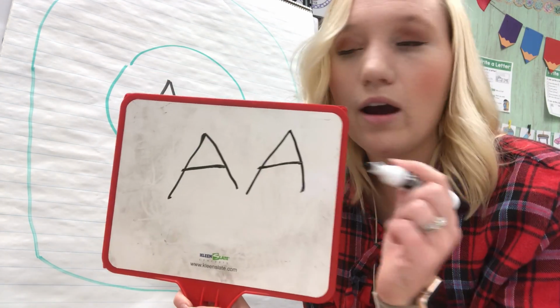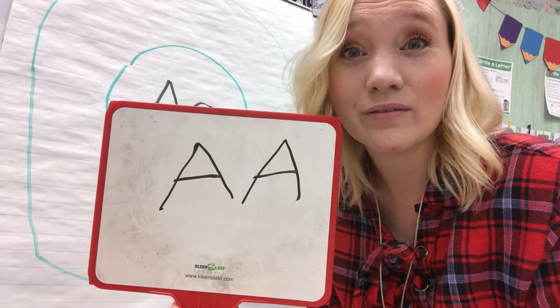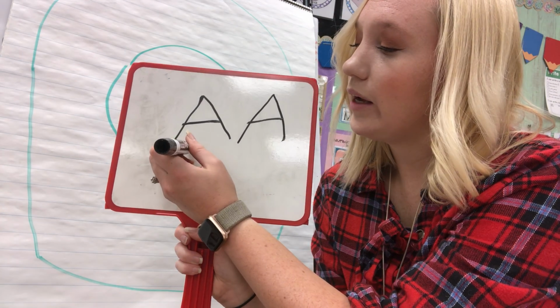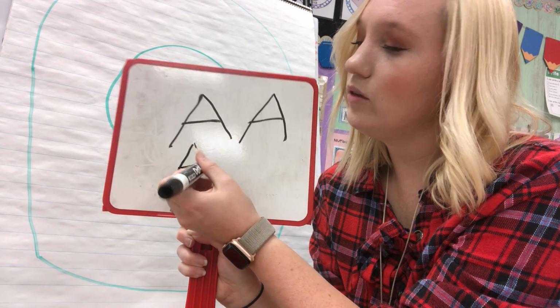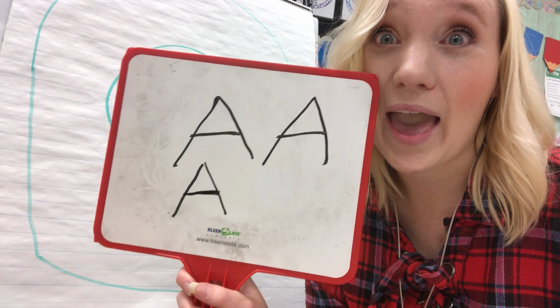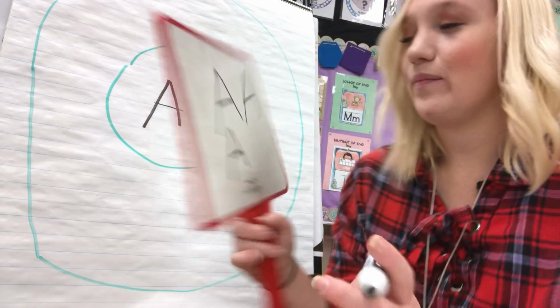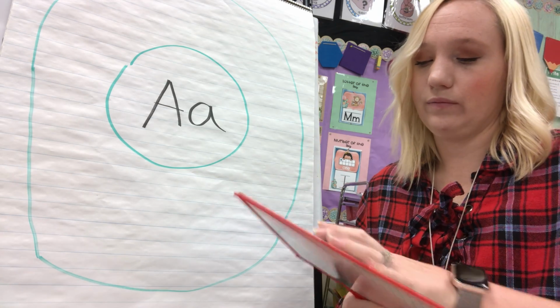Do you think you can do that at home on your dry erase board that we sent home with you? Try that again. Slant left, slant right, slide to the right. That is how we write our uppercase A. Very good. Now let's look at how to write the lowercase a.